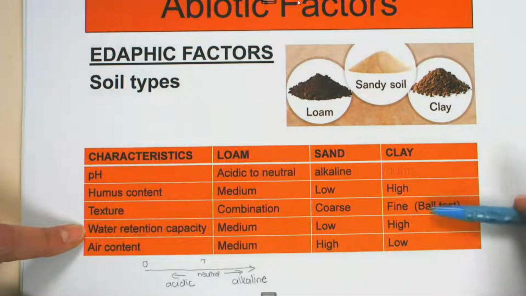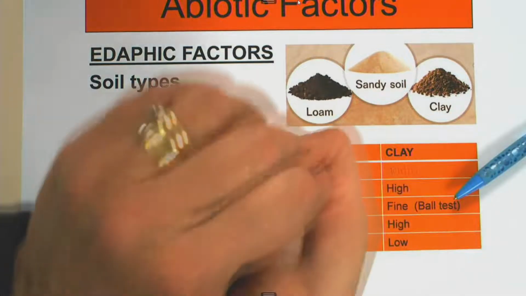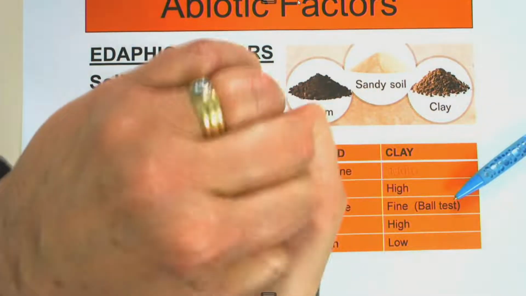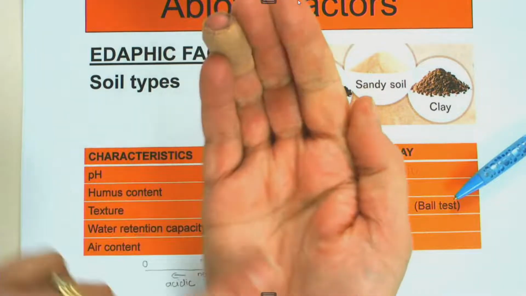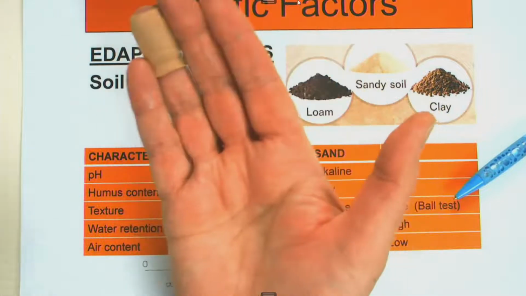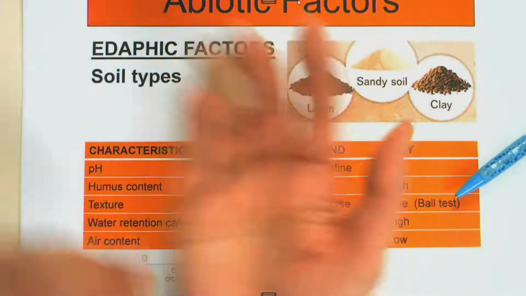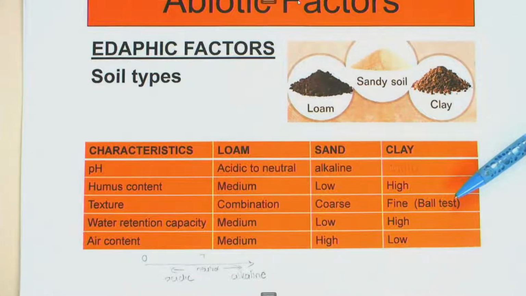And then if you want to know if you have clay soil, you take the soil and you make it a lump like this. And when you have the lump and it stays like a ball, then you know it's clay soil. If it's a ball at first and then it crumbles, you know it's loam soil. And when it's sandy soil, it won't make a ball at all.